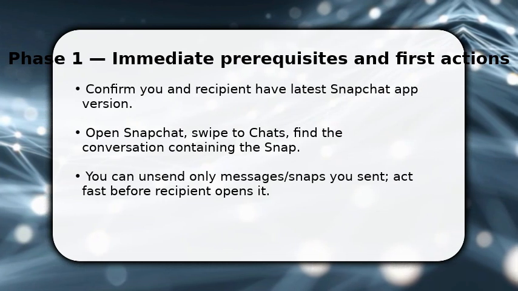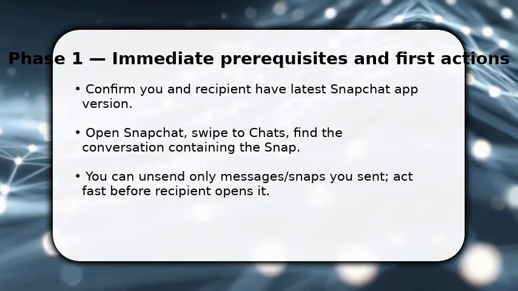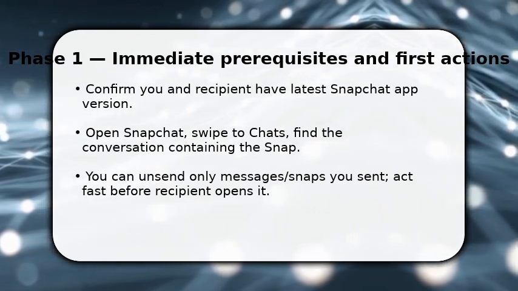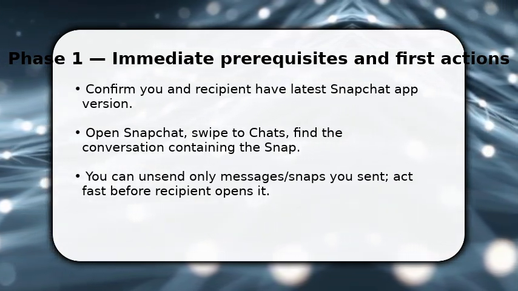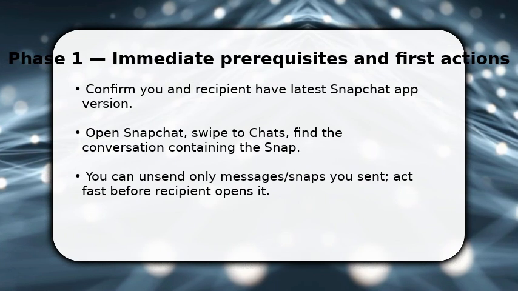Once done, press and hold the specific snap or message you sent. Don't tap anything else. A contextual menu appears. This is the first actionable moment where you choose control. You're starting the unsend flow now, so move deliberately and check the timestamp to confirm it's the correct item.